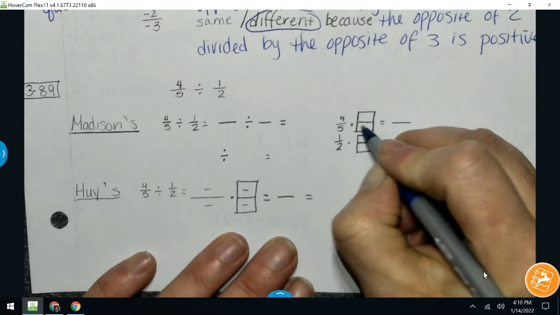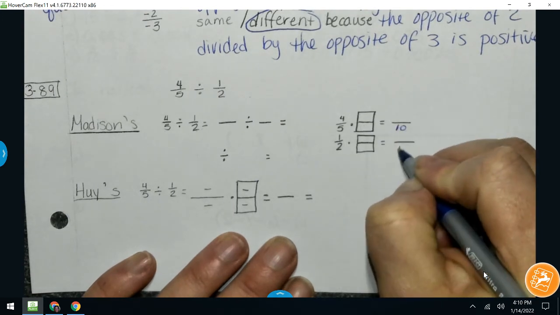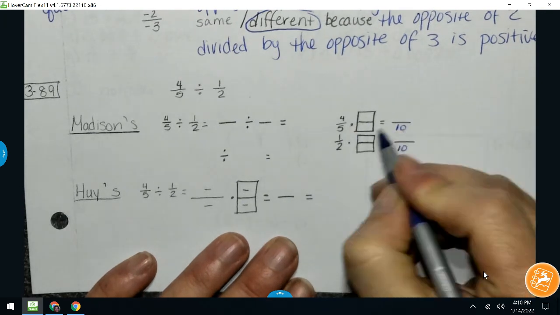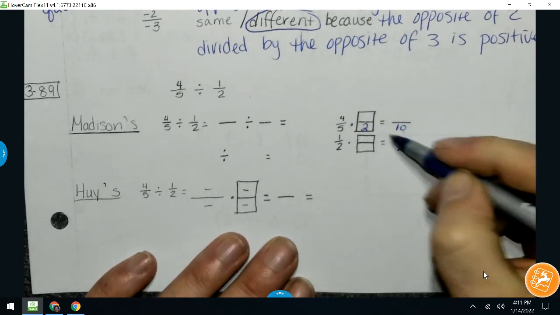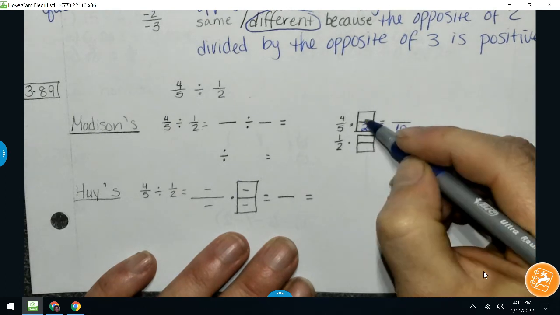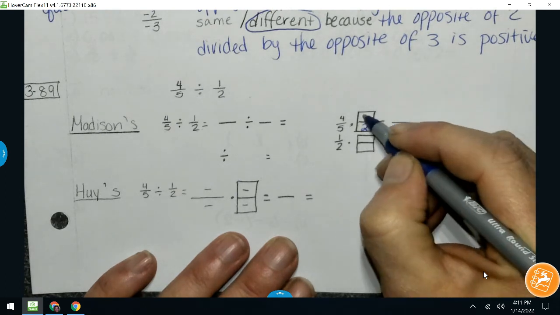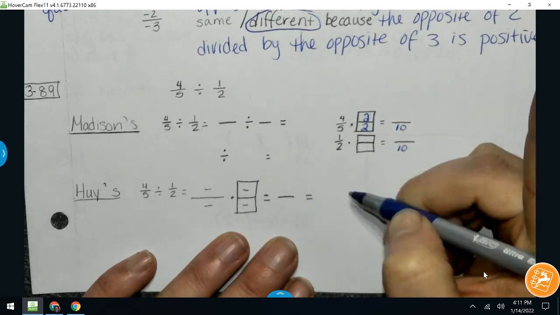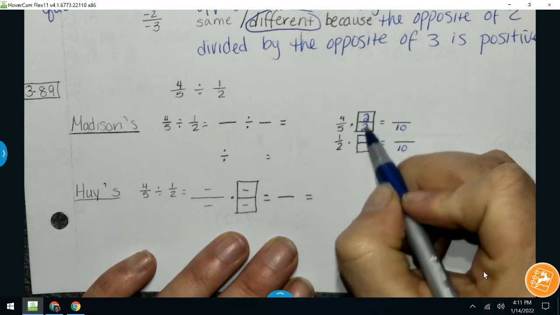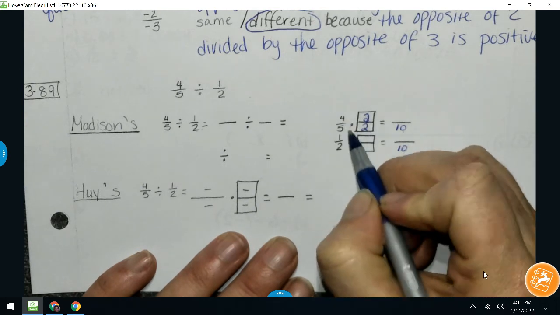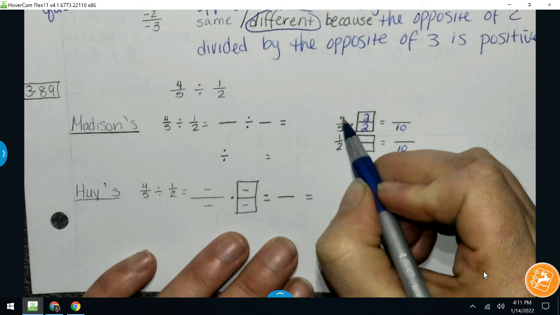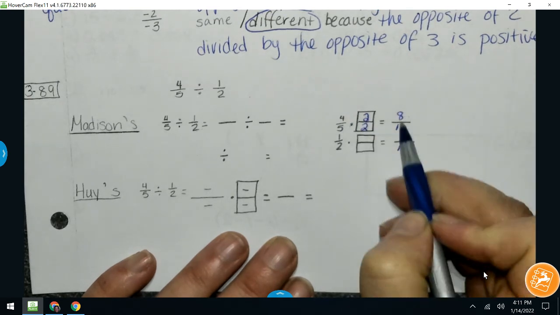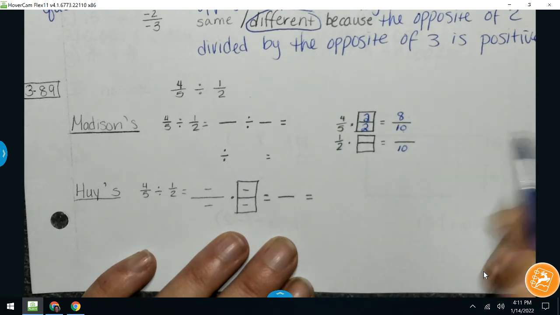So I have 10 right here, and I have 10 right here. So 5 times something gives me 10, and that is 2. Because this is a giant 1, my denominator and my numerator have to be the same number, because what we're doing is we have 2 divided by 2, which is 1. That's why we call it the giant 1. But now I need to multiply my numerators together. So I have 4 times 2, which is 8. So 8/10 is equivalent to 4/5.